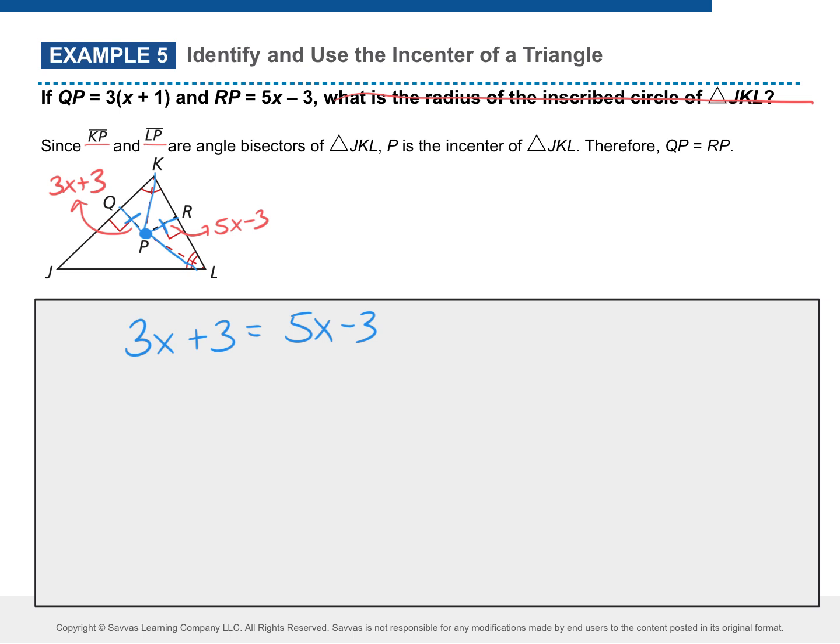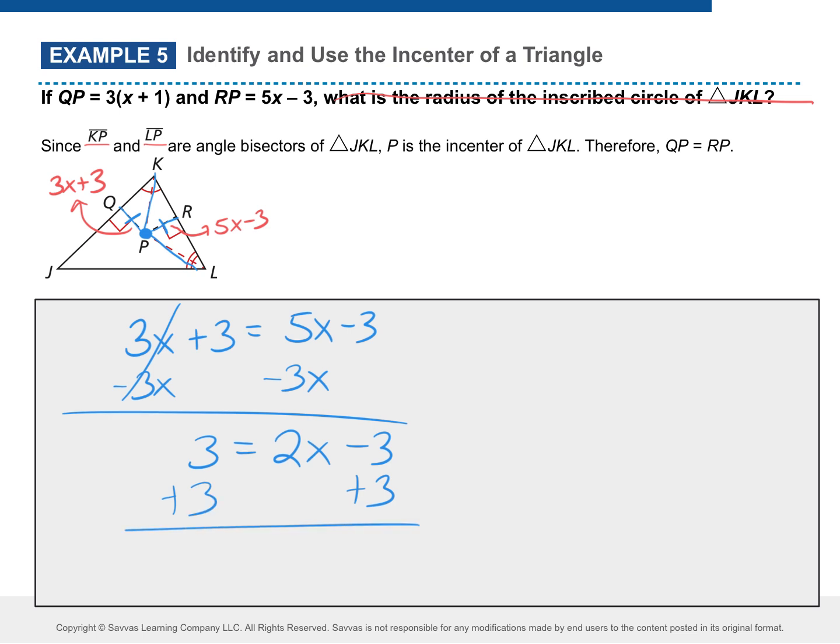How do I solve that? I'm going to do this. Does it matter the way you do it? No. What do I do next? Add 3. What am I going to get for x? 3.